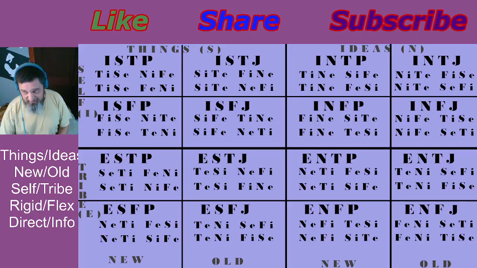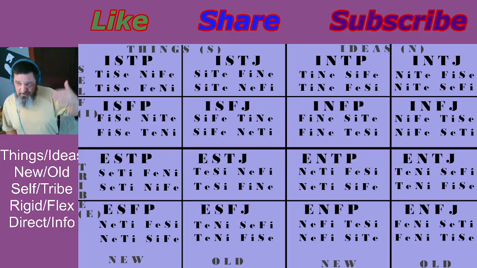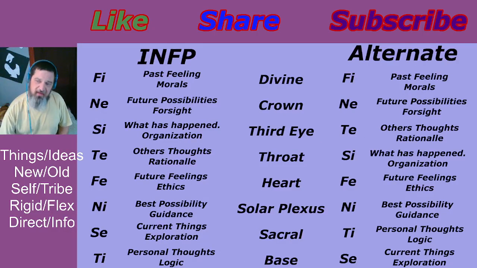Anyway, let's go ahead and do the typology. Get it out there, see what we're working with. He seems to be ideas, right? So we are going to be looking at the two columns on the right-hand side. He seems to be new, so that's going to put us in the third column. He seems to be self, that's going to give us the top two rows. And he seems to be flexible, so that is going to be the second row down. That's going to give us an INFP.